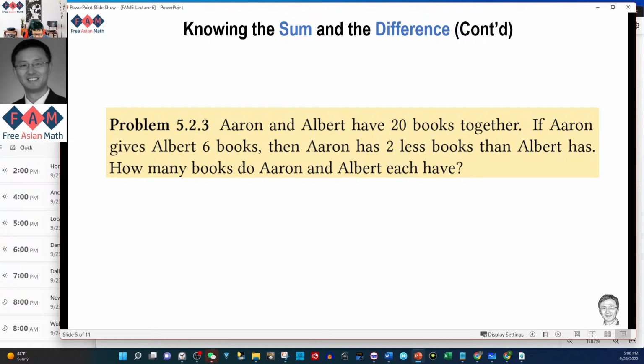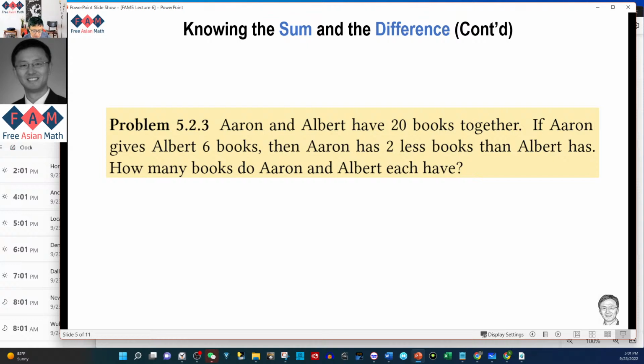Now, let's take a look at a little bit more complicated problem. This time, Aaron and Albert, they have 20 books together. Yeah, you can jump to the conclusion. Maybe I need to figure out how many books they each have. Yeah, that's correct. But for now, probably you don't want to jump that much ahead. So you want to finish reading the problem.